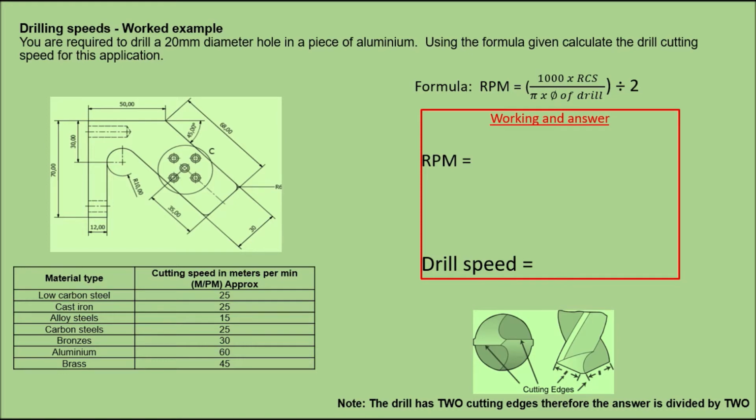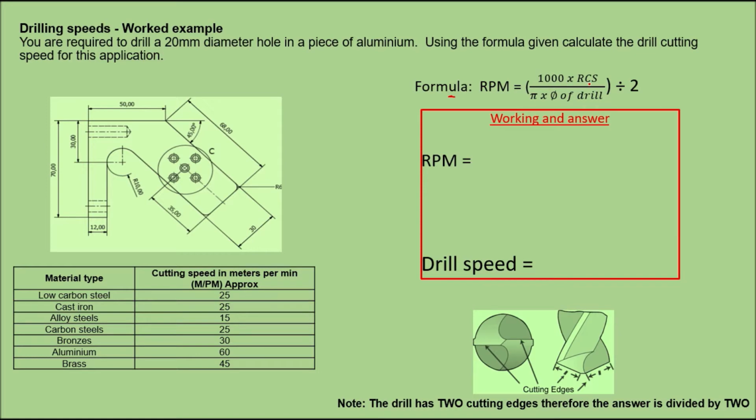The standard procedure is the bigger the drill, the slower the cutting speed, and the harder the material, the slower the cutting speed. But in industry, we have a recognised formula that allows us to calculate how fast that drill should be turning. You can see that formula just up here. So RPM, which represents revolutions per minute, is equal to 1000 times RCS.